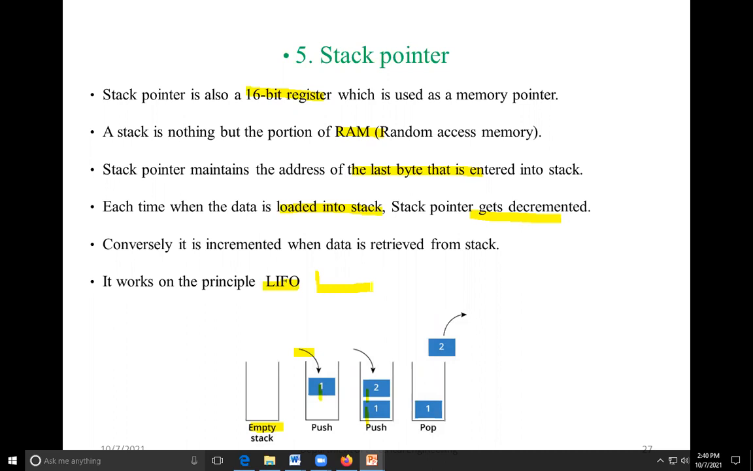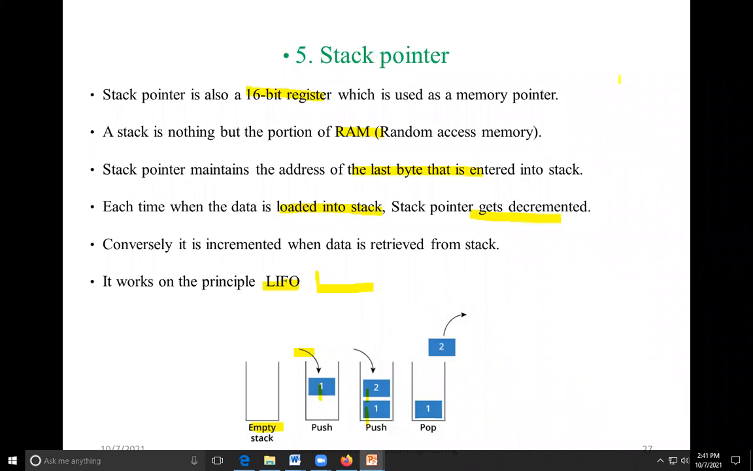You first put 1, after that you put 2 in the stack, but you retrieve 2 first, and after that you retrieve 1. So this is called a stack pointer, and the stack is last in, first out. It is a 16-bit register. Where do we use the stack pointer?